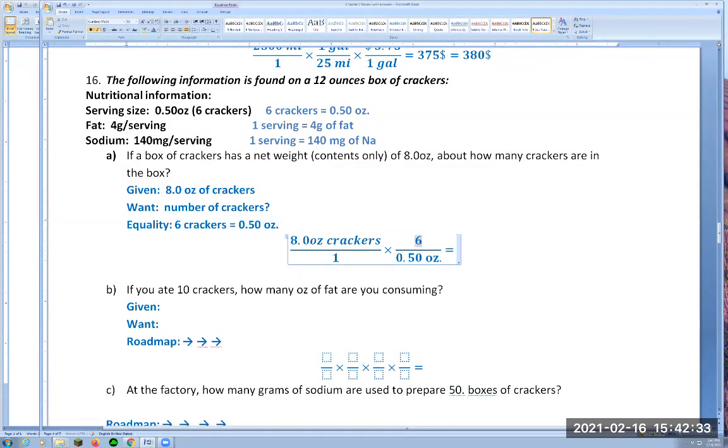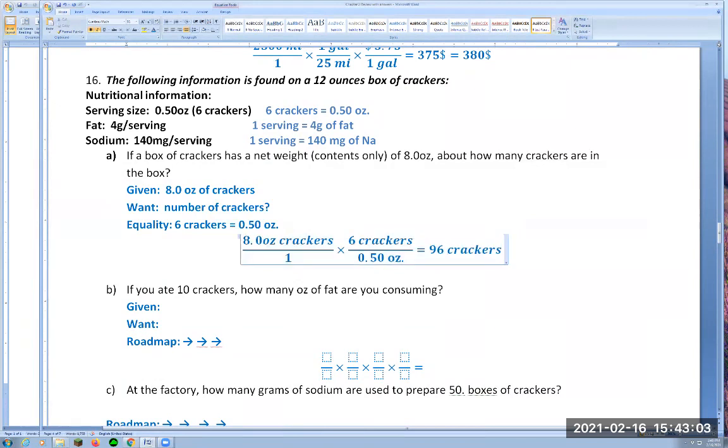And then we have 0.50 ounces for 6 crackers. So we can write 6 crackers on top. So the leftover unit will be the number of crackers, so we can write the unit there. Next, in your calculator, you take 8 and then multiply by 6 and then divide by 0.50. And it's 96. That's the calculator answer.